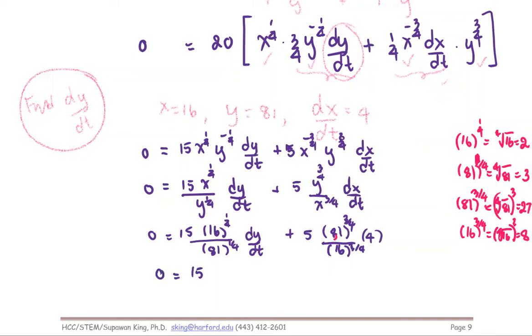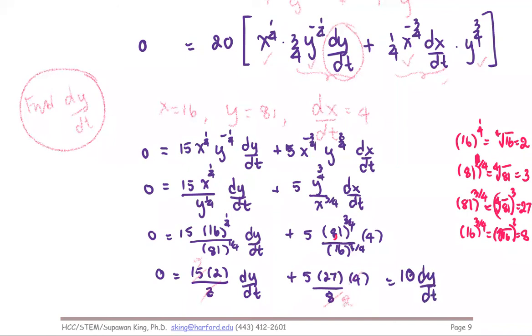Next step, I'm going to replace the values one by one and then simplify as much as I can. So 15 multiplied by 2 divided by 3 times dy by dt, plus 5 multiplied by 27 divided by 8 and multiplied by 4. For the first part, we get 30 divided by 3. Actually, we can reduce, right? 3 goes into 15 five times. So we get just 10 times dy by dt. And for the second term, 4 and 8 reduce to be 2. So we get 5 times 27, which is 135. So I'm going to write it here: plus 135 divided by 2 equals 0.